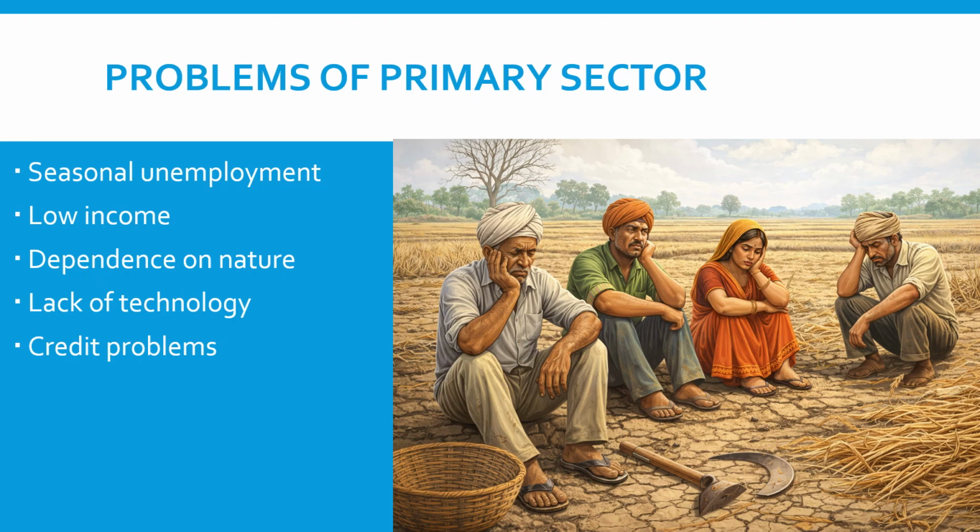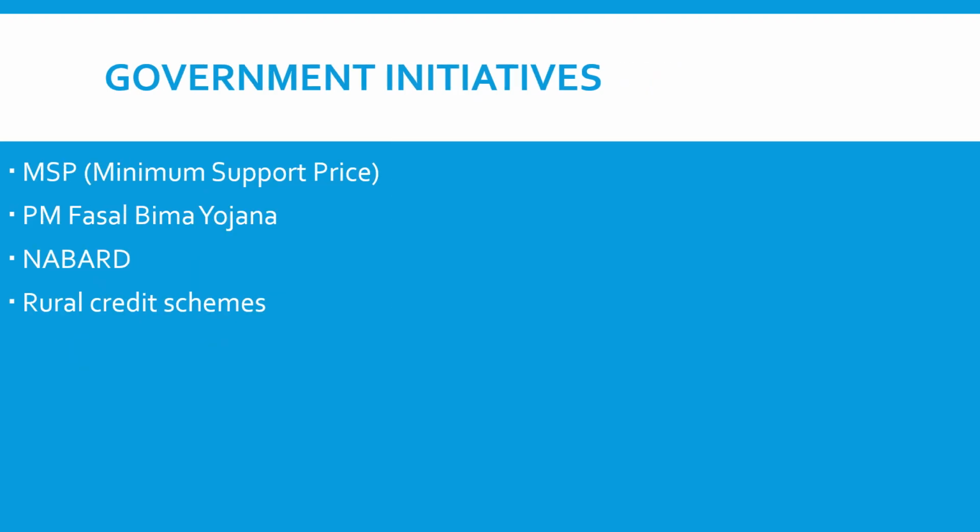But to minimize these problems, the government initiatives are appreciable. The key initiatives from the government include MSP, minimum support price, PM Fasal Bima Yojana, Prime Minister Fasal Bima Yojana, and rural credit expansion through NABARD.